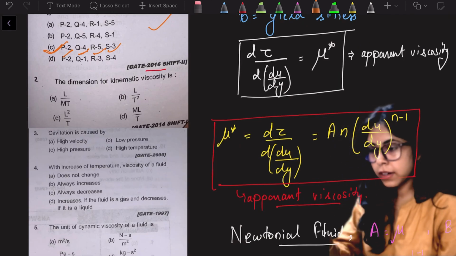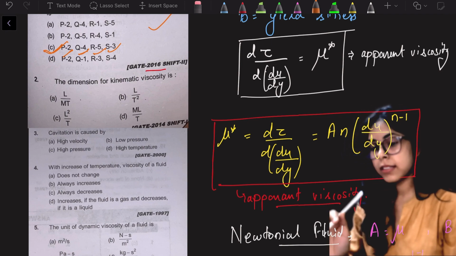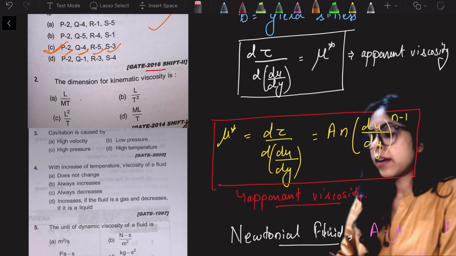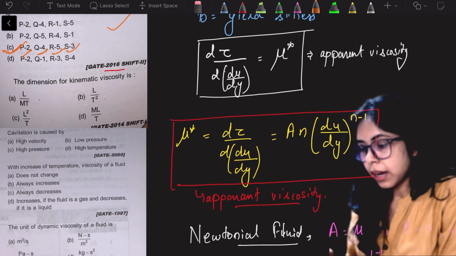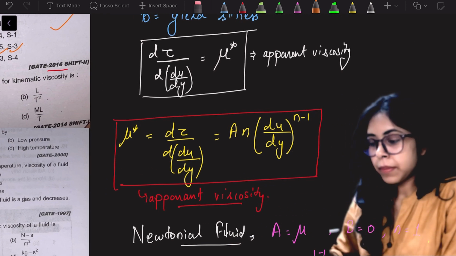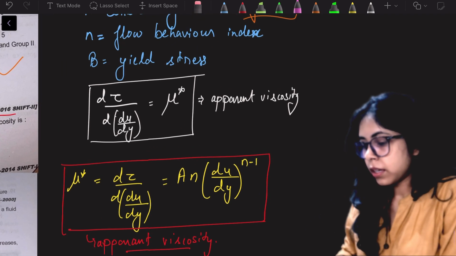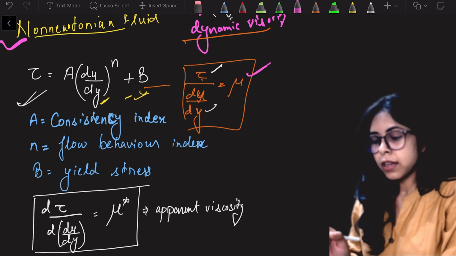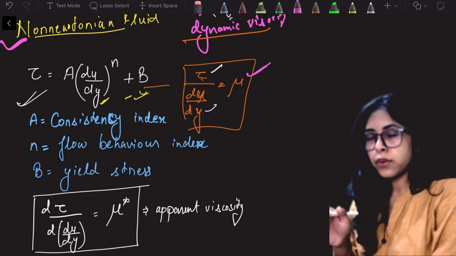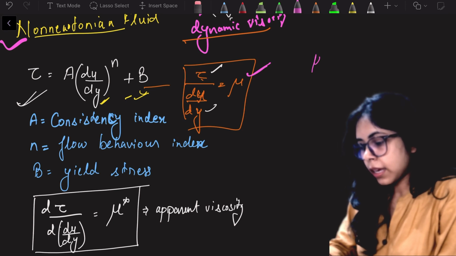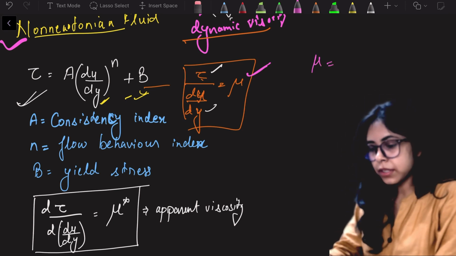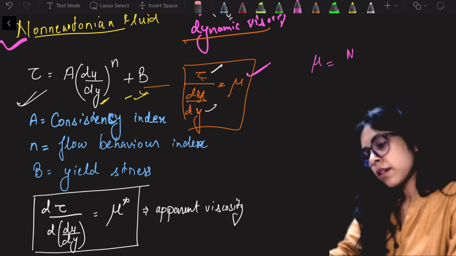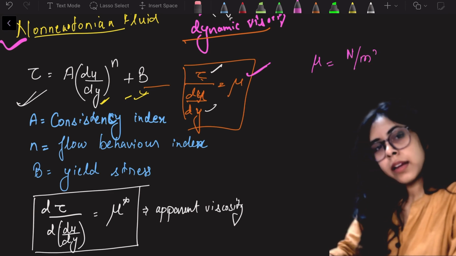Now we will discuss the second question, that is dimensions of kinematic viscosity. Till now we have discussed the dynamic viscosity. For dynamic viscosity, you should remember the dimensions, right? Very important, dynamic viscosity is, as I have shown, tau over du over dy, right? So if I say the dimensions, the dimension of shear stress is Newton per meter square, right?